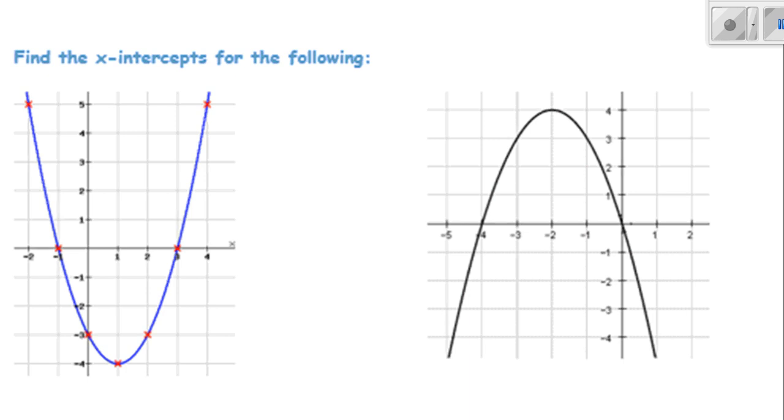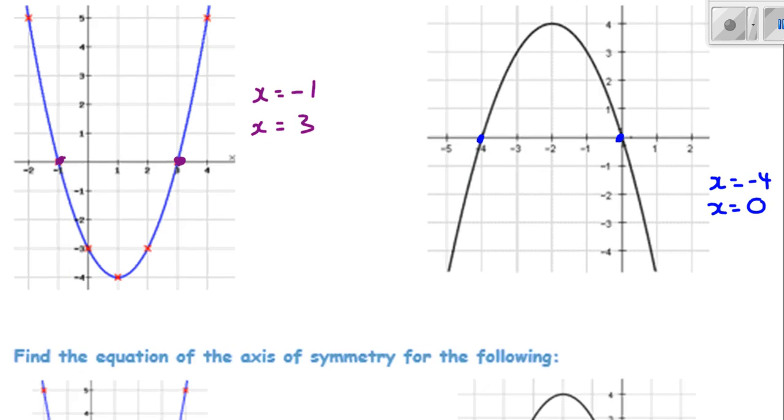So we seem to have 1 here. X-intercepts, I want this one here. X equals negative 1. X equals 3. For this one, that one, x equals negative 4, x equals 0. So we've still got 1 and 0. Two x-intercepts in those cases.